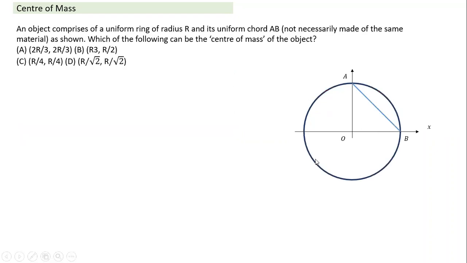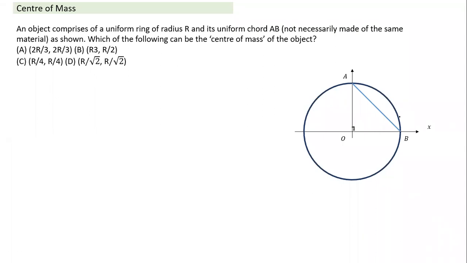Okay, let's look at some conceptual questions. Calculation of center of mass is fairly straightforward. So let's say an object comprises a uniform ring of radius r. This is the uniform ring we see in dark blue color, and a uniform chord AB. So there's a thin rod AB which is placed subtending 90 degrees at the center, and it is not necessarily made of the same material.